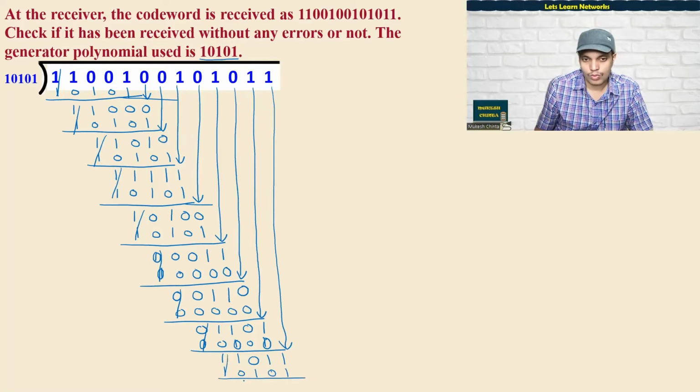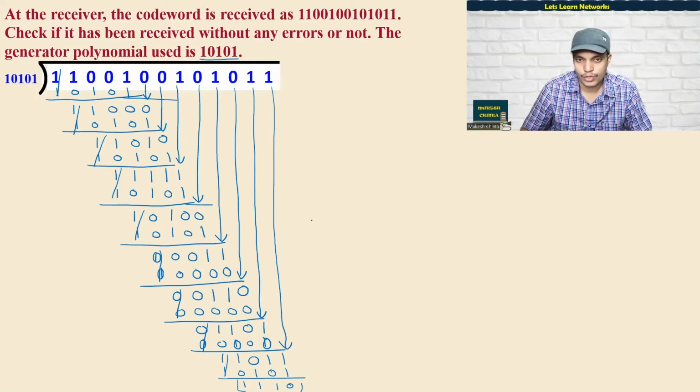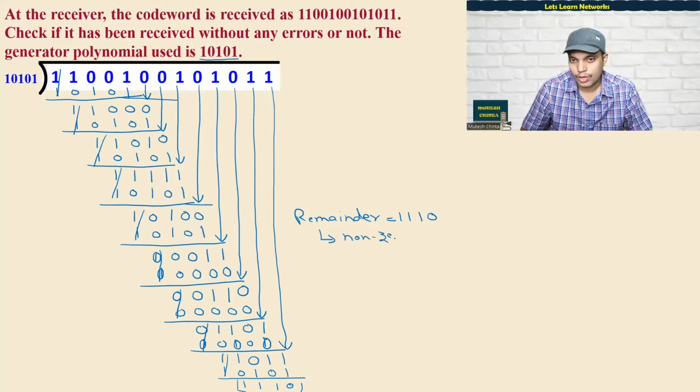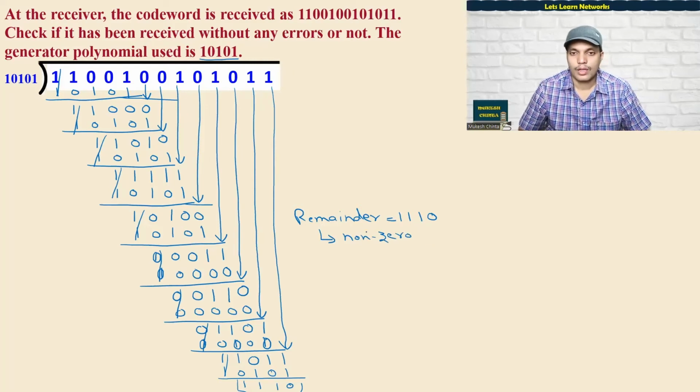So this goes 1 1 1 0. This, your remainder that you got, is 1 1 1 0. Because this is a non-zero remainder, you are to assume that this data has errors.